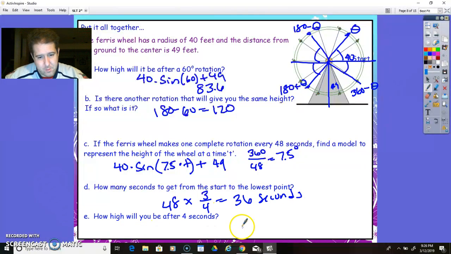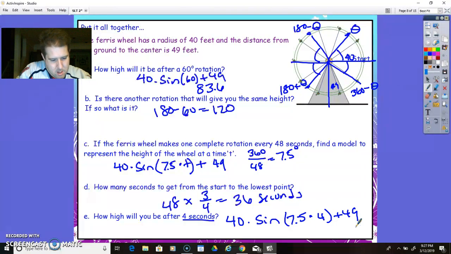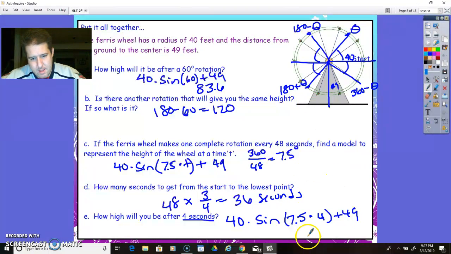How high will you be after 4 seconds? I can put 4 seconds into our equation and solve. 40 times sine of 7.5 multiplied by 4 seconds plus 49. That's 7.5 times 4 plus the 49. Enter, and you get 69 feet high.